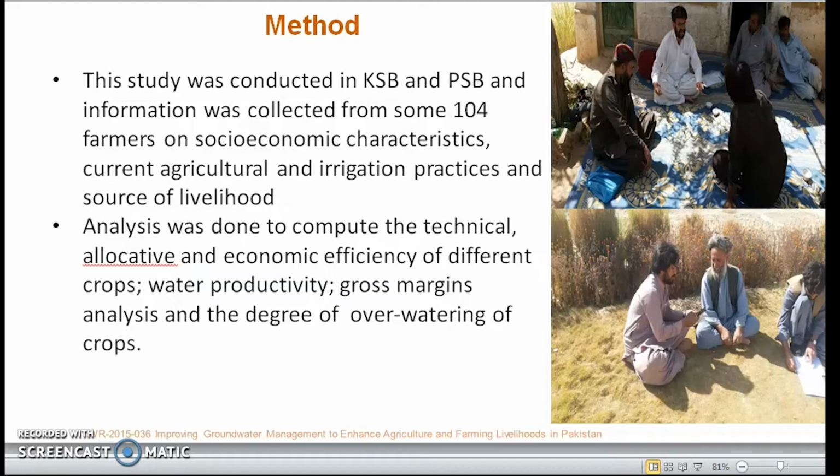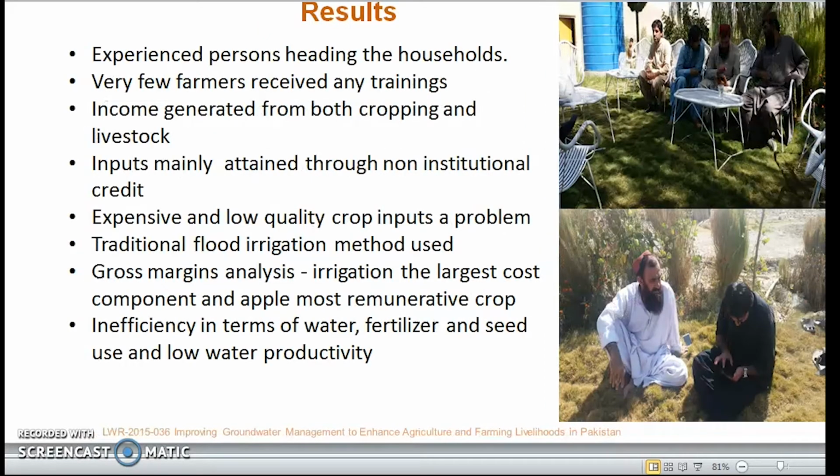On the right hand side, the interactive sessions with farmers are shown. In the next slide, the results are shown. According to the results, among the experienced persons heading the households, very few farmers received any training from the agriculture department or NGOs or someone else. Income was mainly generated from agriculture, followed by livestock.